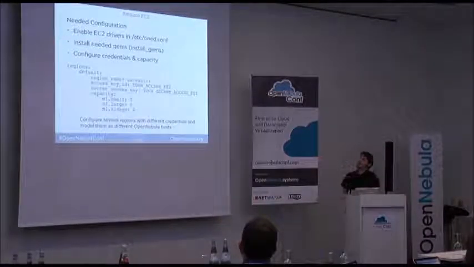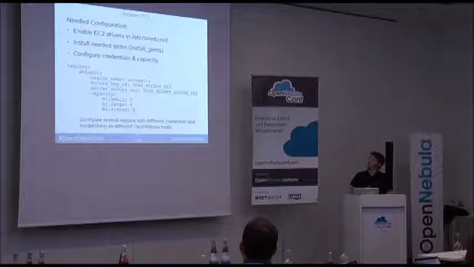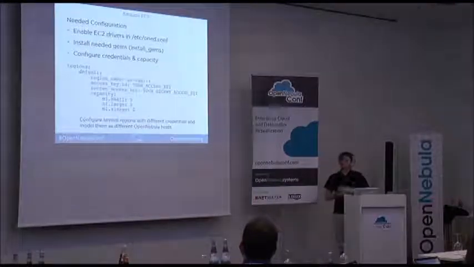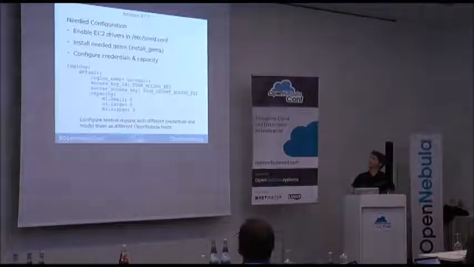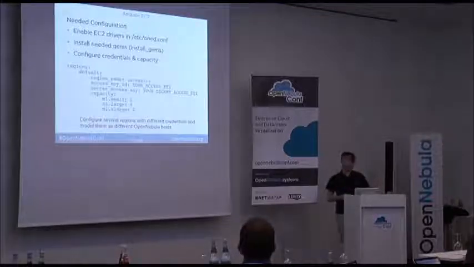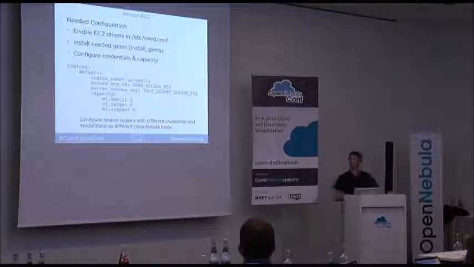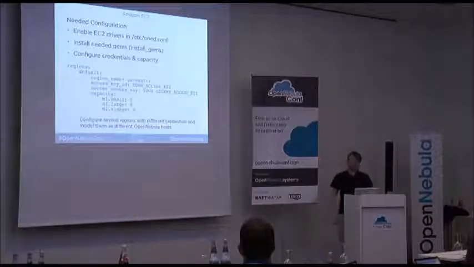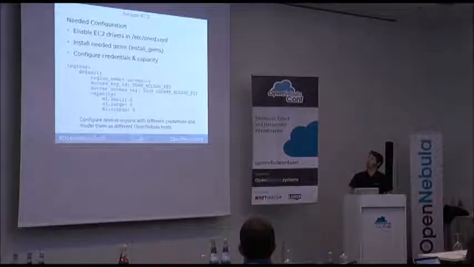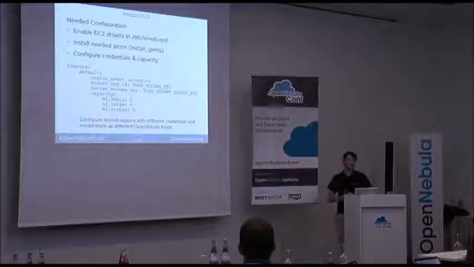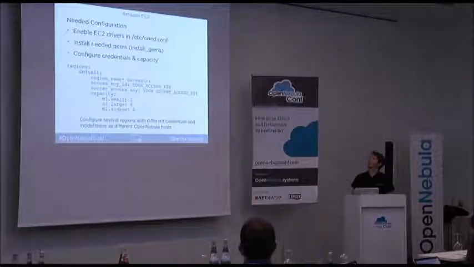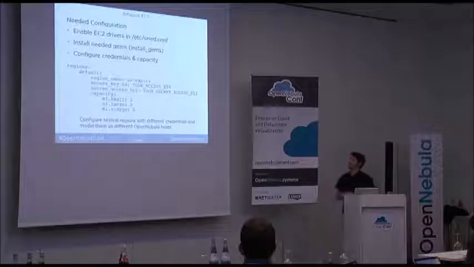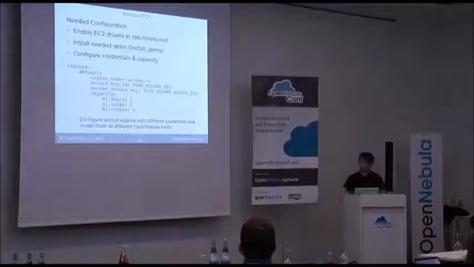As you see, this is the configuration of one region, but you can configure several different regions with different credentials and model them as different OpenNebula hosts. So you can have a host in OpenNebula defining the region US East, another one defining the region US West, with different credentials and different capacities, depending on what your expected usage is and how much money you are willing to spend in outsourcing these VMs to public clouds.